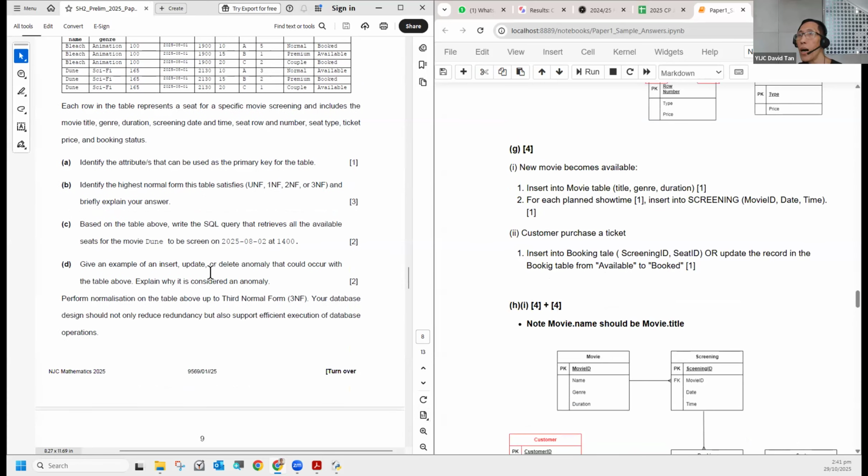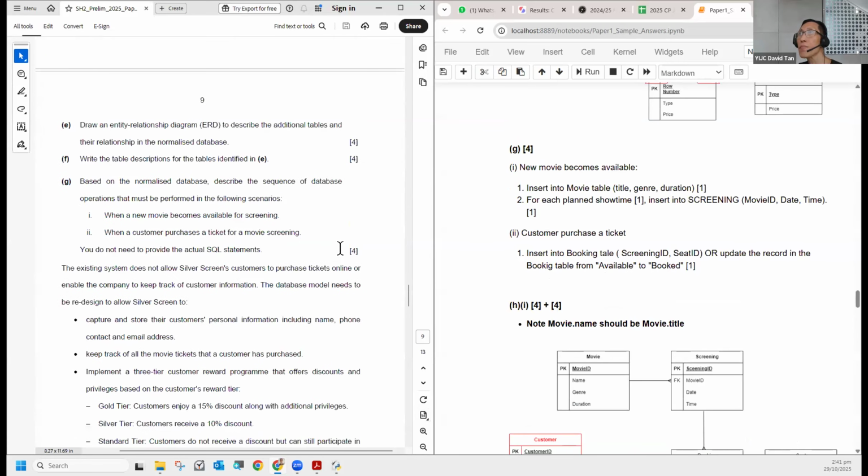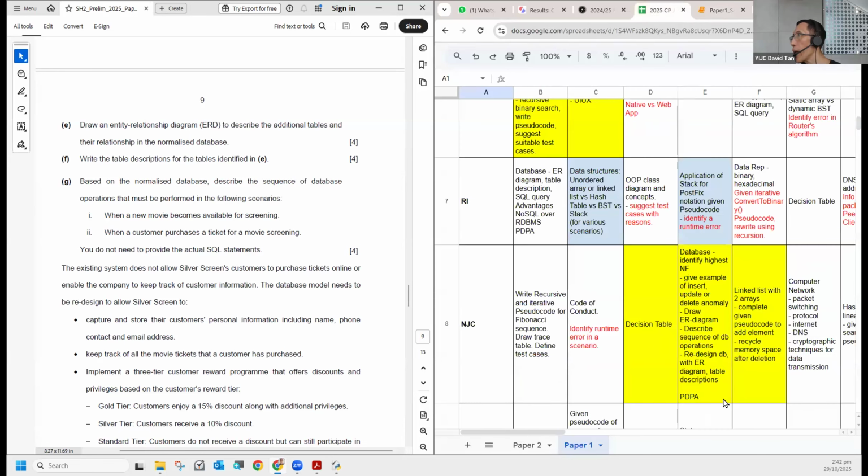So that's where it comes from in this question: draw the ER diagram, describe the additional table and their relationship to the model. So when they ask you to draw an ER diagram, don't draw this kind of ER diagram. This is wrong. It only helps you understand which fields are included in that particular table, but this is not an ER diagram. Let's be very clear about that.